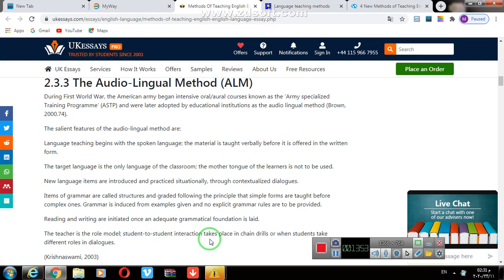When we say oral method or audiolingual method, we have to do a lot of dialogues with the students, and dialogue is a conversation between teachers and students, and later it can be between student to student. It depends according to the rules that the teachers are going to make.